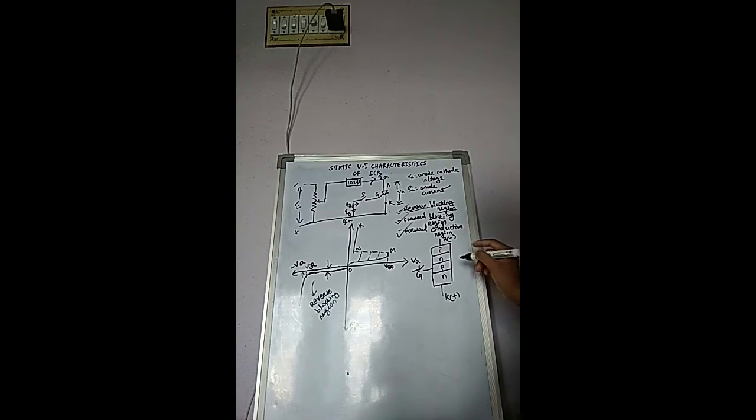So what happens when the cathode is positive with respect to the anode? The thyristor becomes reverse biased. When the gate is open and the cathode is made positive with respect to the anode, there are three junctions, J1, J2, J3. Here this is reverse bias, this is reverse bias, and this is forward bias.